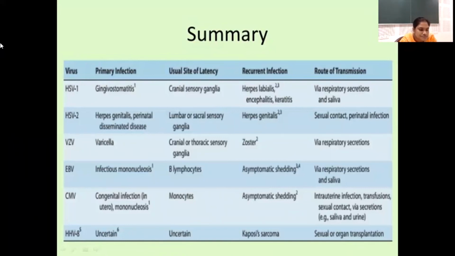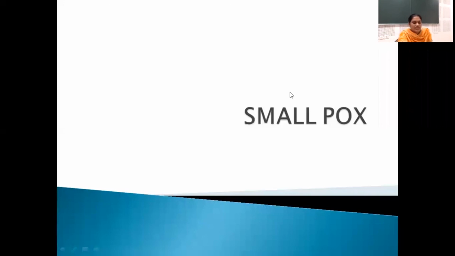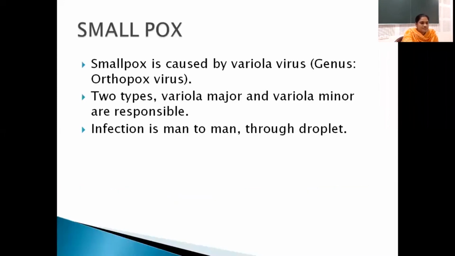And cytomegalovirus, intrauterine infections, transfusion, sexual contacts, and via secretions. And type 8 virus is usually through sexual contact and or organ transplantation. So this is all about the herpes virus. And the next topic is smallpox.